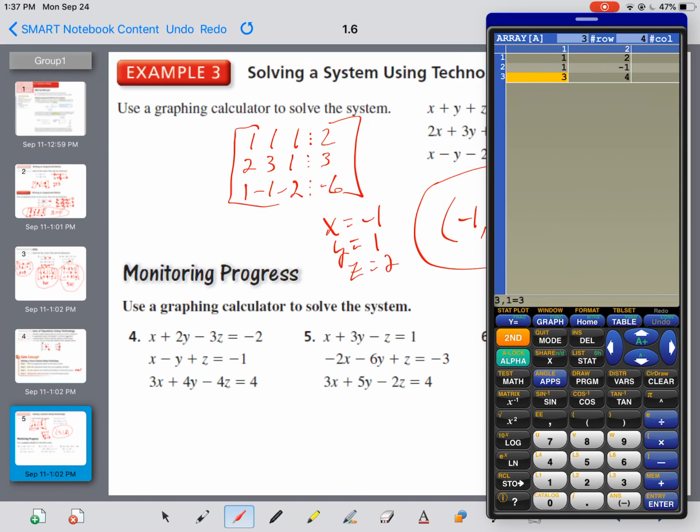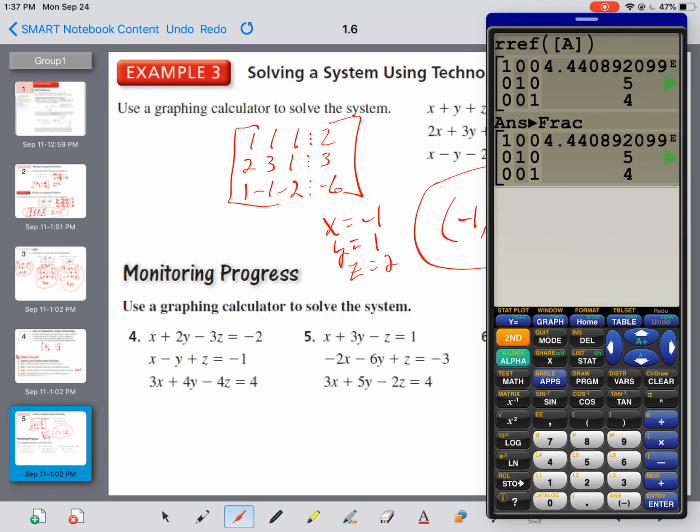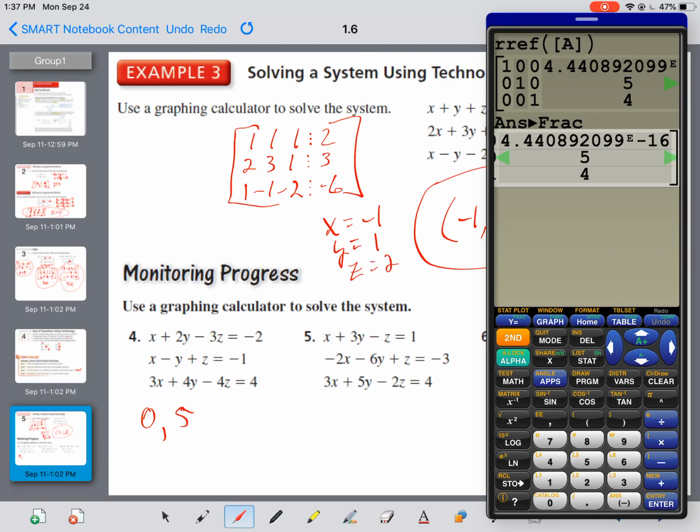Monitoring progress, number 1 is on the back here. Let's see. Number 4, they got 0, 5, and 4. So what they're telling us to do, go back to quit, with that number that is actually e to the negative 16th, that's like scientific notation, where the number is times 10 to the negative 16th. So it's really, really tiny. So we're going to assume that that is 0, and then 5, and then 4.